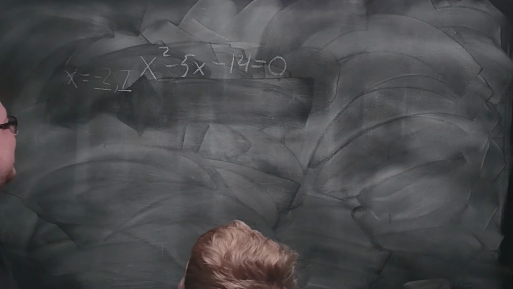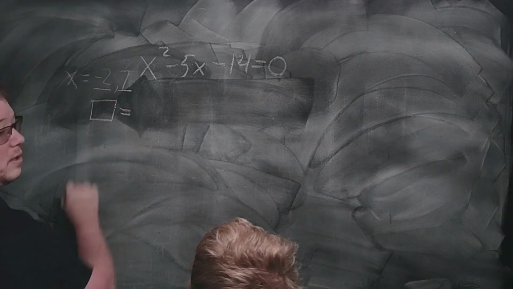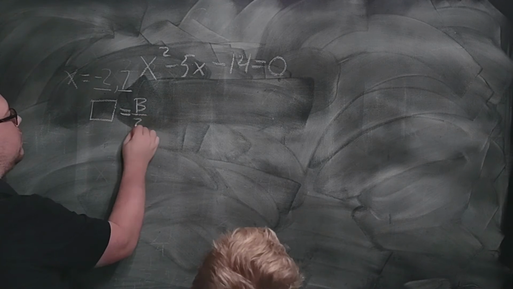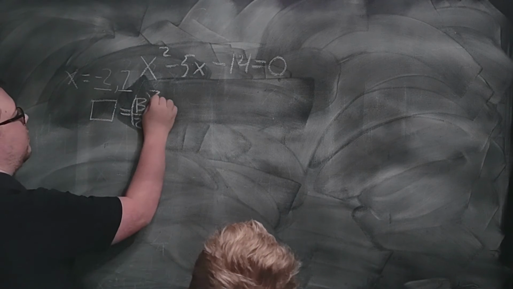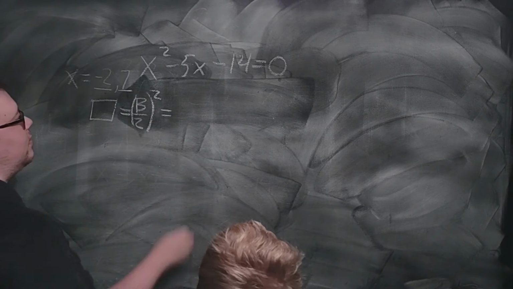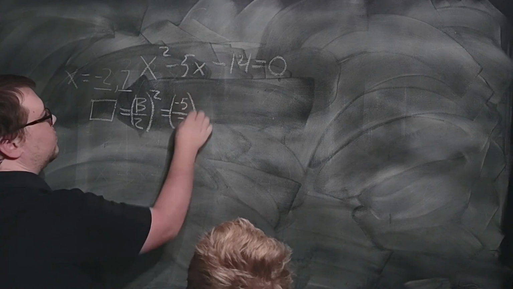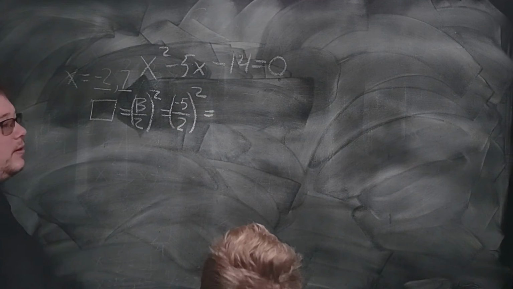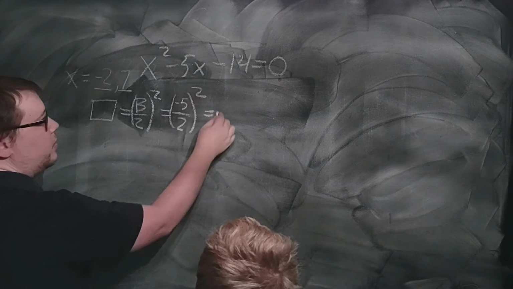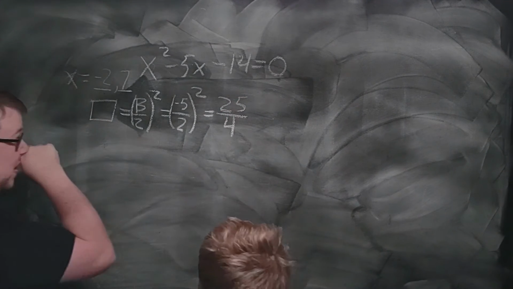Sure. Okay, let's see. So do you remember what the magic number is when we complete the square? b over 2 squared. Yeah. And what is b in this case? b is negative 5. So what's our magic number? Negative 5 over 2. Well, we need to square the 5 and square the 2. 25 over 4. So our magic number is 25 over 4.